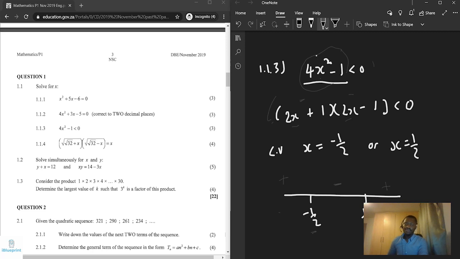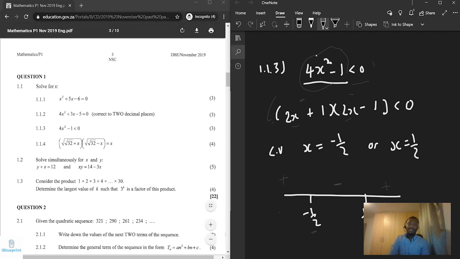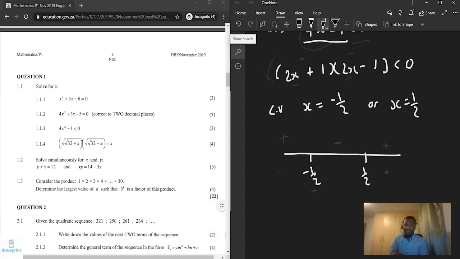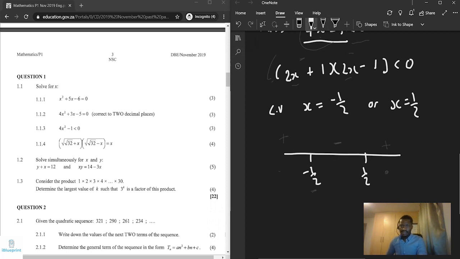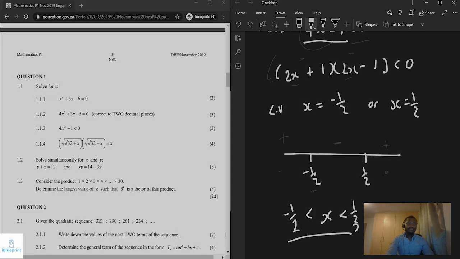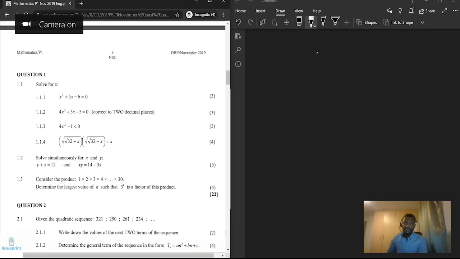Because you're looking for values of x such that this inequality is less than 0, you have to pay attention that it is not equal to 0. It's just less than. So the answer you're looking for is values of x that are less than a half and more than a negative half. Then that's your solution.